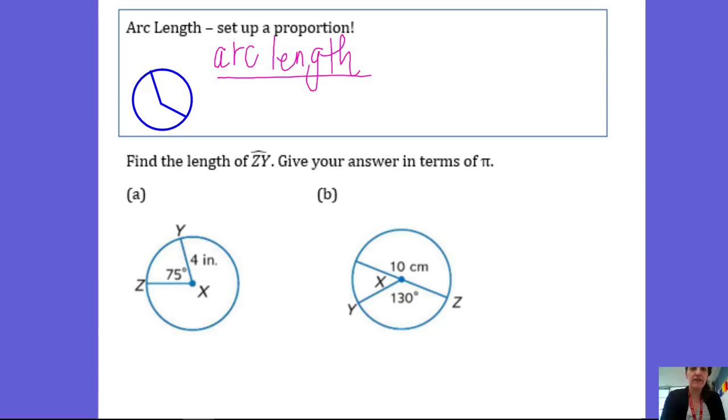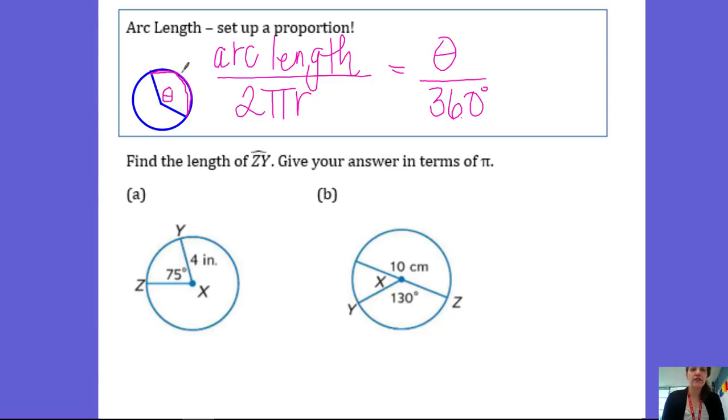So the formula for finding the length of an arc is the arc length over the circumference, which is 2 pi r, equals the angle over 360. Your central angle, which we're going to call theta.